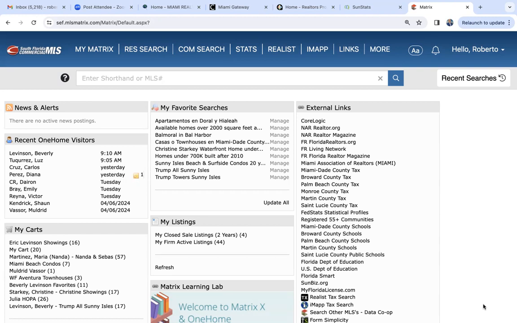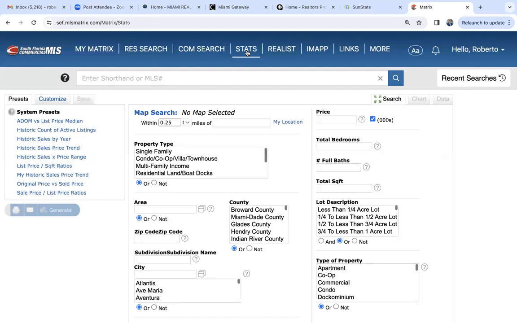So first thing you guys are going to stare at is up here. And of course, you have the word stats, right? And if you want to know how the market is behaving for any neighborhood, for any zip code, for any city, even for an entire area, like a whole county, you can do so by clicking on stats. So that's exactly what we're going to do. We're going to go ahead and click on stats.